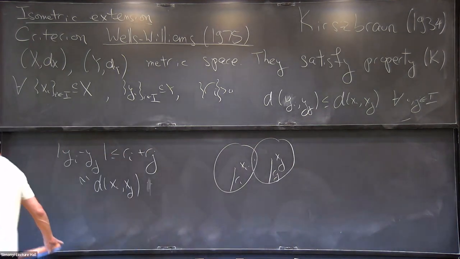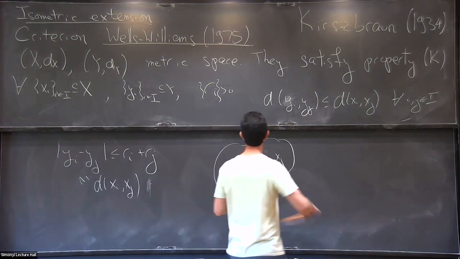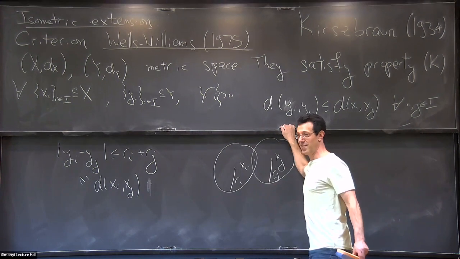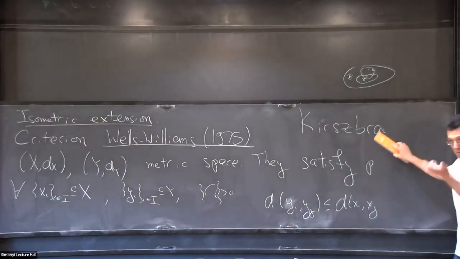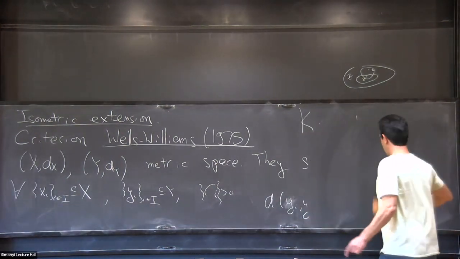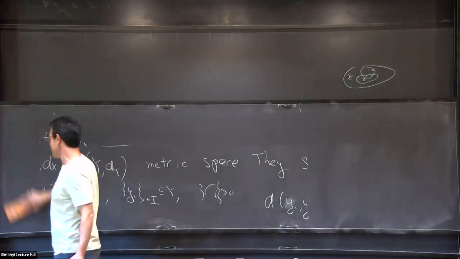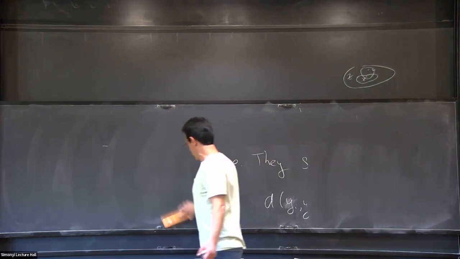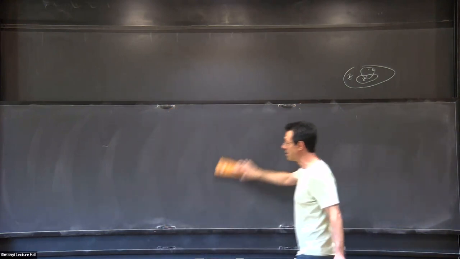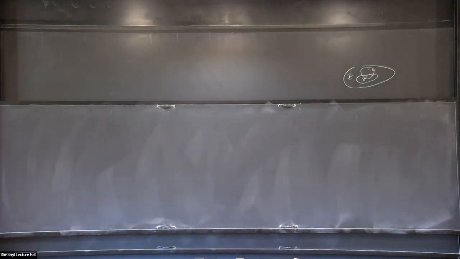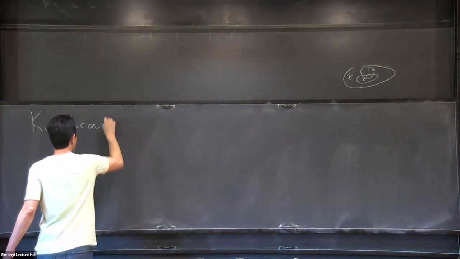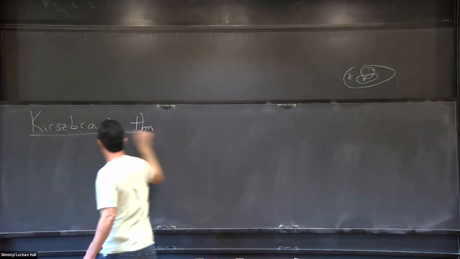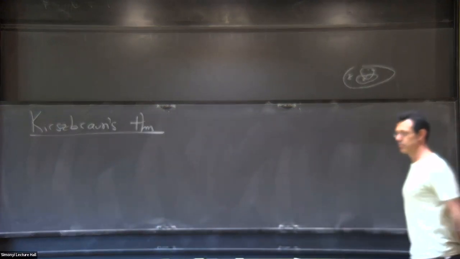I planned to do 5 examples or something, but let me jump to the main one. So this is useful. It's actually very easy to check in all kinds of cases. Let me show you what Kirszbraun did in 1934, which is not really nice in my opinion. So Kirszbraun's theorem is just an application of the criterion. There are various extensions and generalizations in the literature.